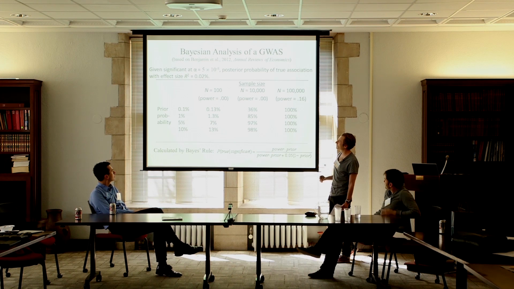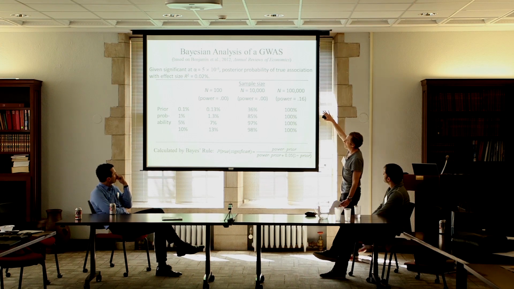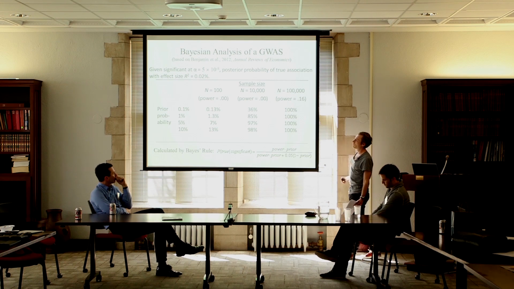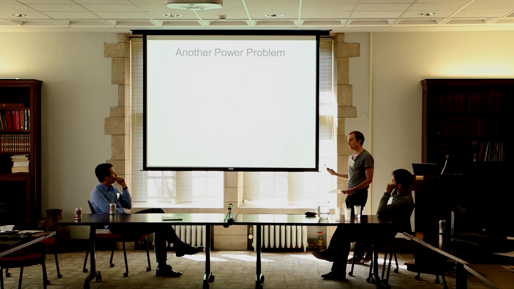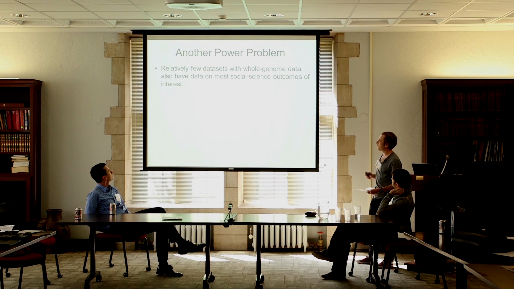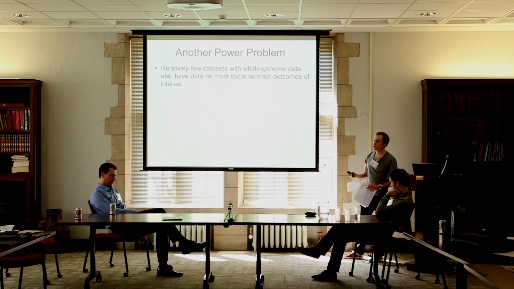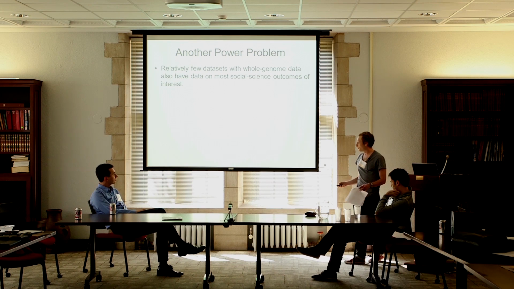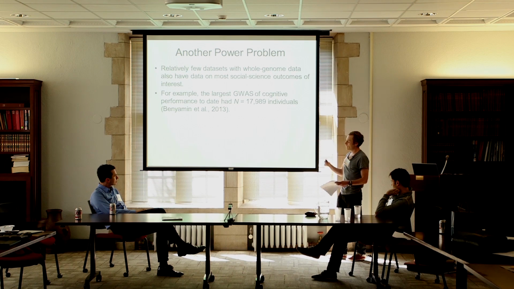So this is the same kind of calculation as before, but now with genome-wide significance as the significance threshold. And now if you look at a sample of 100,000, power is only 16%, so you're going to miss a lot, even with that kind of sample size. But if you find something, you can be quite confident that it's a true effect. But you still need these samples of 100,000 people or so. So that leads to another power problem, which is that there are relatively few data sets that have both the whole genome data and the social science outcomes of interest. So for example, for cognitive ability, the largest GWAS has had about 18,000 people.